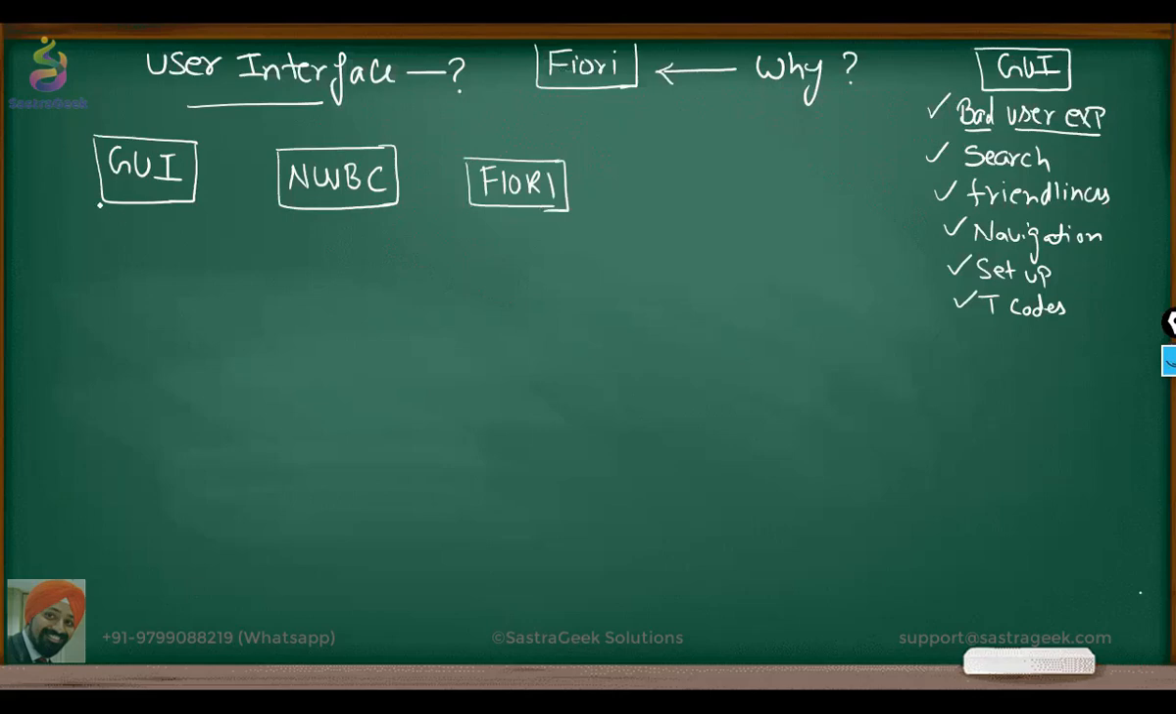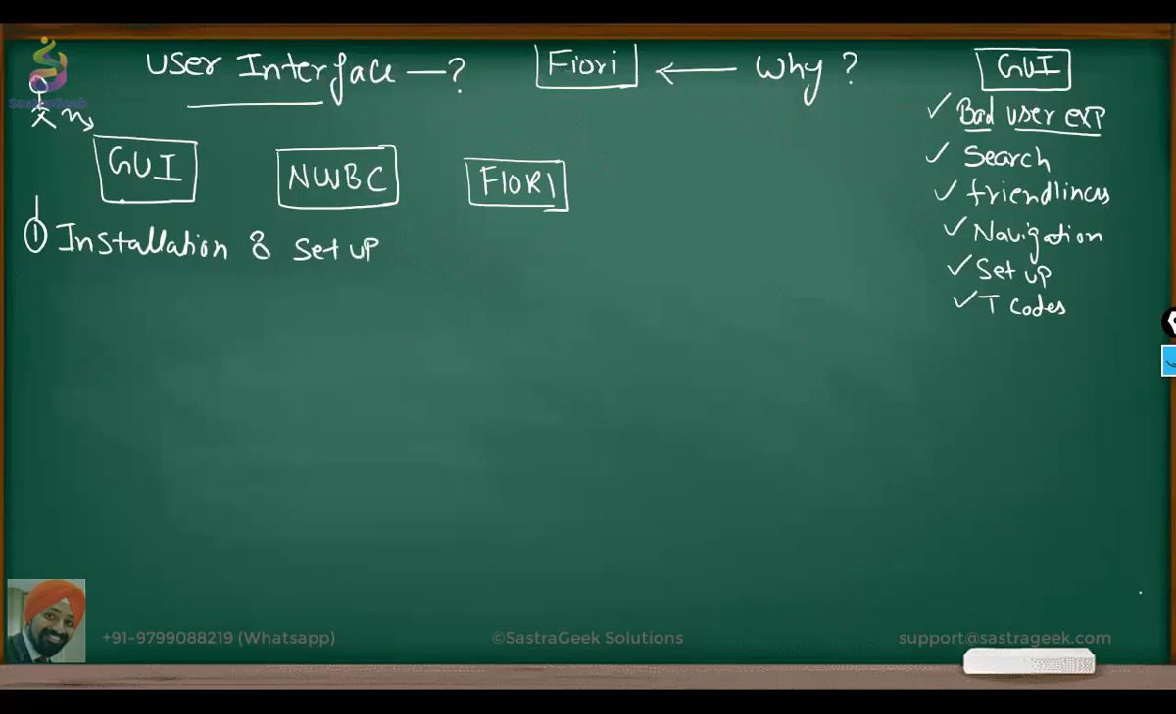So in GUI, the major problem, I will start from the very scratch. Let's say this is a user who comes up and wants to use SAP. When he wants to use SAP, what is the first thing you need to do? The first thing is that an installation and setup is required. We need to install GUI on his machine.